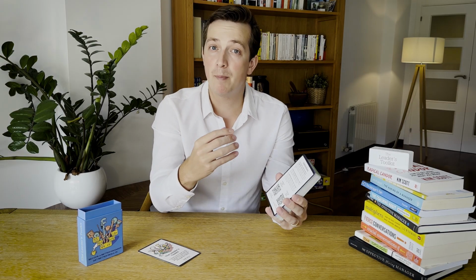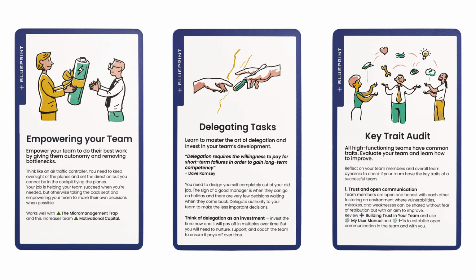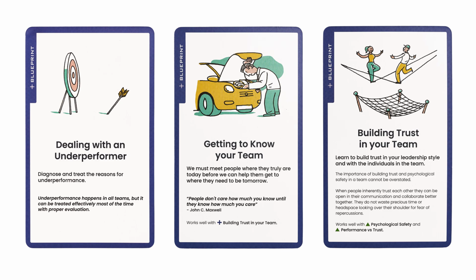Another way of using the cards is to choose a blueprint card based on an issue you wish to solve or a goal you wish to achieve. There are 6 blueprint cards that cover the key management challenges, and on the flip side, a step-by-step formula to solve each issue. We can start by looking at delegating tasks.